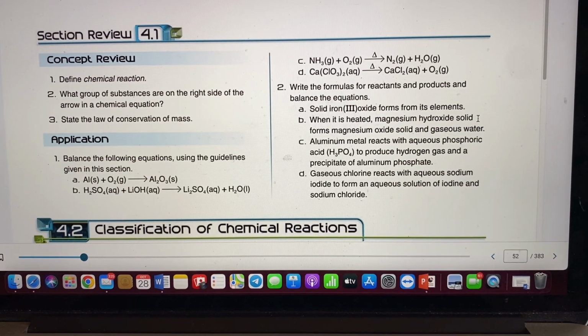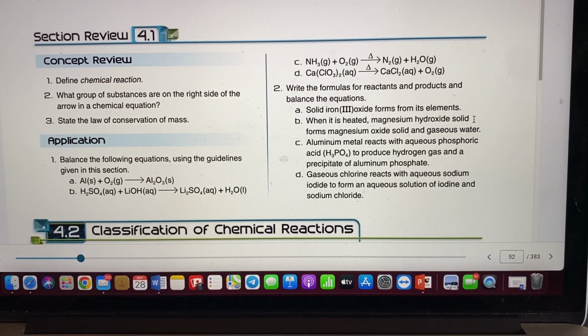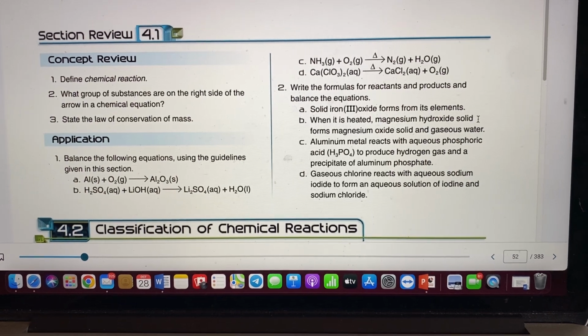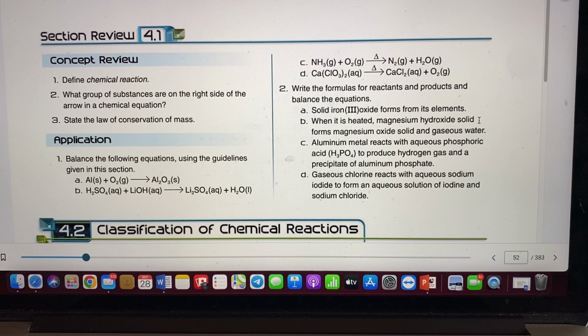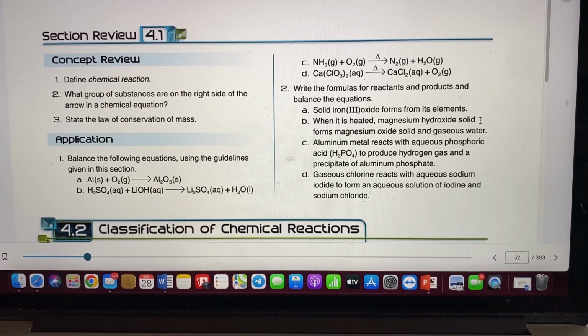And then it says, state the law of conservation of mass. Basically, mass cannot be created or destroyed, and neither can atoms. So the atoms are being rearranged in a chemical reaction.